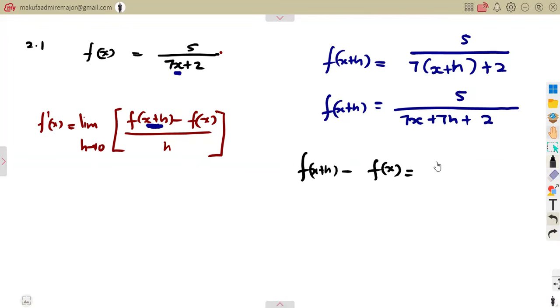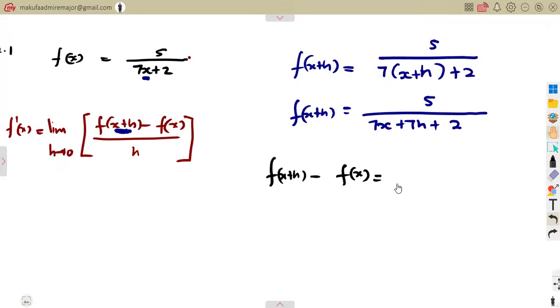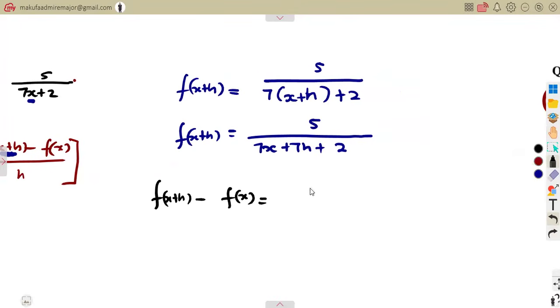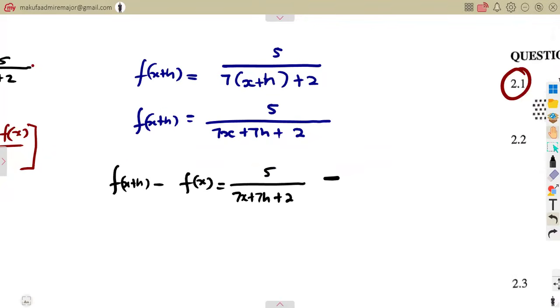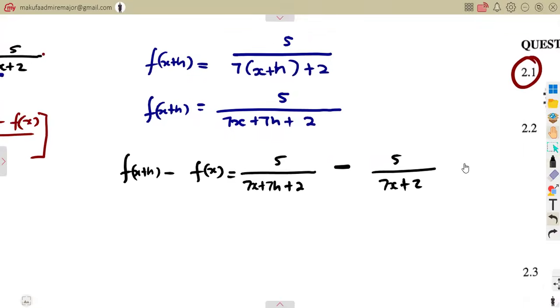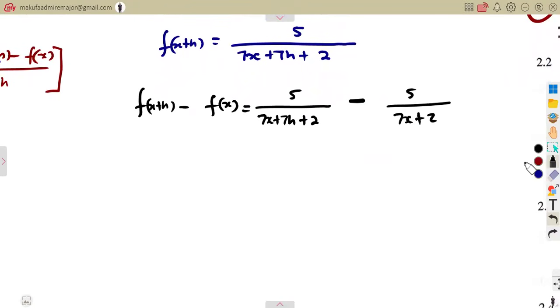So what are we going to have if we subtract these two? Okay. F of x plus h is this part that we obtained, which is 5 over 7x plus 7h plus 2. Then we are subtracting f of x, originally what we had, 5 over 7x plus 2. Okay. Now I want you to see something. We had a fraction previously that we added. I just say we can interchange. This here, you take it this side. This here, you take it that side. Just like that.